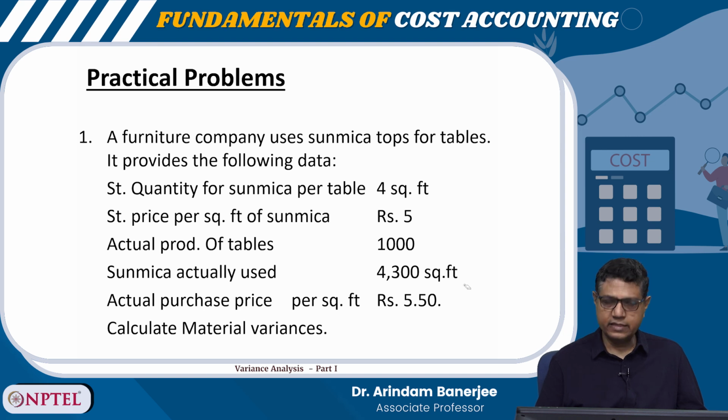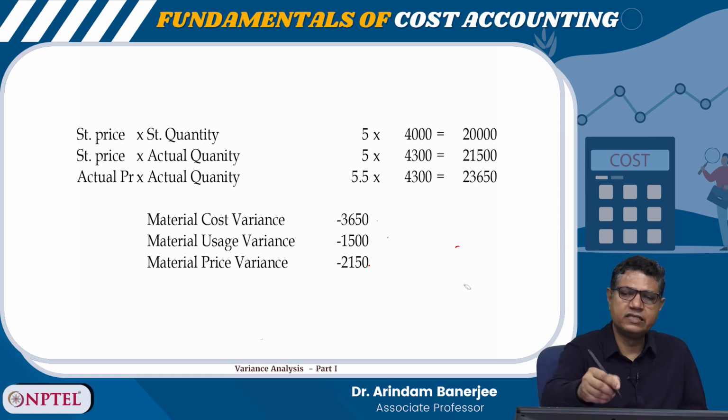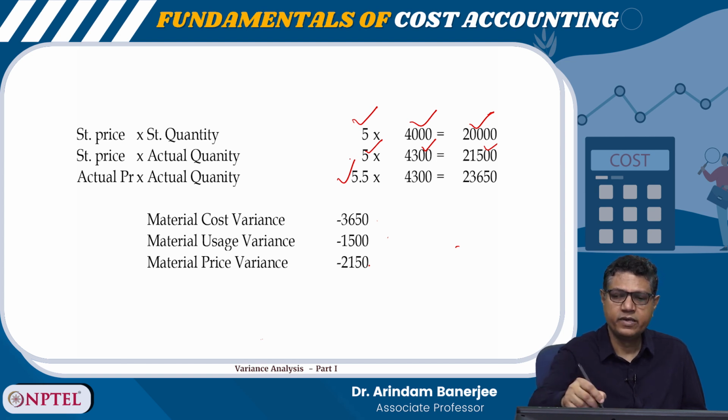For material variances, we calculate like this: standard price into standard quantity, 5 is the standard price and standard quantity is 4000, so it is 20,000. Standard price into actual quantity is 21,500. Actual price, which is higher than the standard price, that is 5.5 into 4300, is 23,650. Now we can calculate material cost variance.